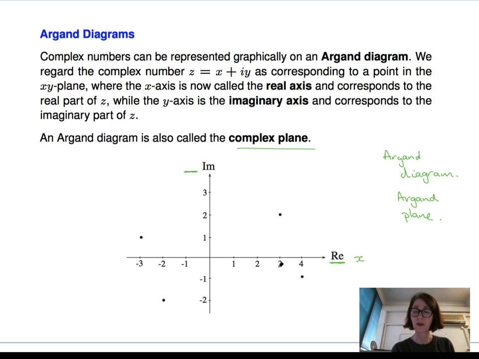So if I go along here on the horizontal axis, that's about the point 3, and if I go up on the vertical axis, I've got the point 2. So this point here represents the complex number 3 plus 2i. So it's 3 units on the real axis and 2 units on the imaginary axis. This point here is 4 units along the real axis, and it looks like it's about minus 1 on the imaginary axis. So that's 4 minus i.